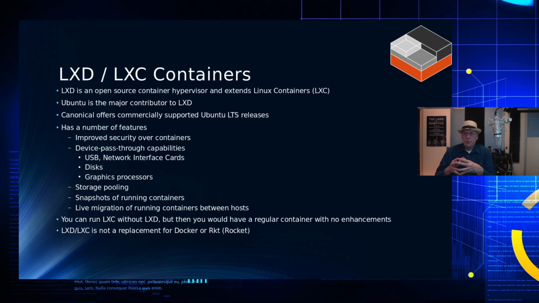Canonical offers commercial support under Ubuntu LTS releases for LXC as well, and LXD. So if you want to run those commercially and you need to have support, you can get it. It's available. But if you want the open source version and you don't care about support, yes, you can still get it for free. You don't have to buy it. It has a number of features. It has an improved security model over containers. It certainly does.